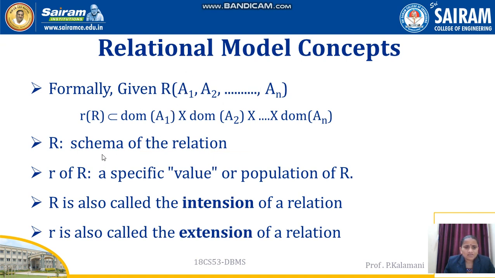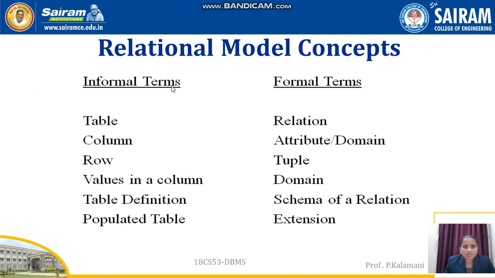Then R is the schema of the relation. r(R) is a specific value or population of R, which is called the relation or relation state. The capital R is called the intension of the relation, which means the schema of a relation. Small r is called the extension of a relation, otherwise called the instance, the values stored in a relation.